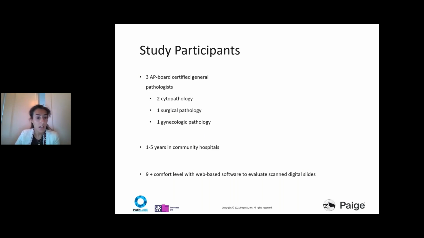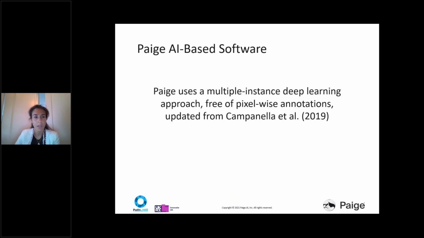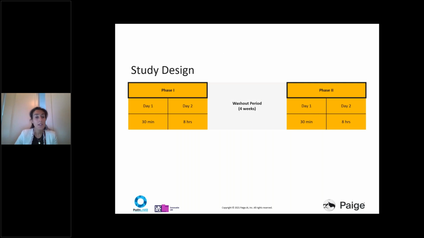They worked in community hospitals, and they had a very high comfort level using web-based software. The product we tested, Paige Prostate Alpha, was developed using a multiple instance learning approach, free of pixel-wise annotations, that was pioneered earlier by Campanella et al. The study consisted of 2 phases, each lasting 2 days, and separated by a 4-week washout period.